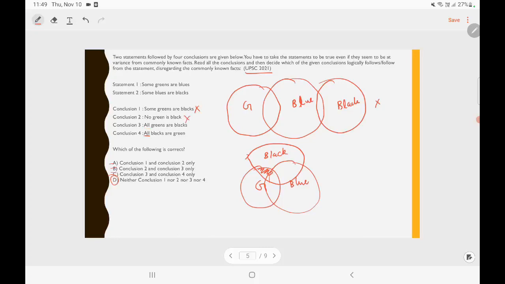All greens are black. No, all greens are not black. See, this much green is not black. So this is wrong. Then all black are green. That is also wrong because here this much black is not green. So option D is the right answer. We got it very easily by using the trick of extreme statements and eliminating the options. That's why this elimination technique in syllogism is very important.